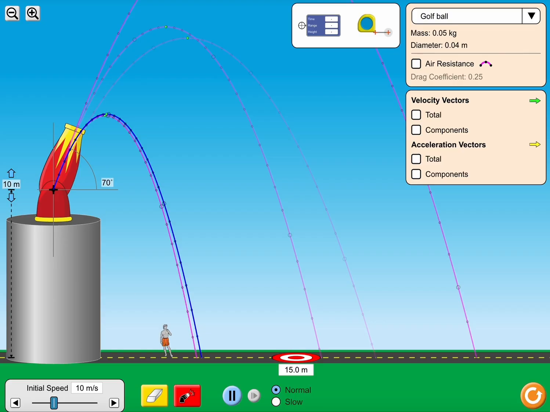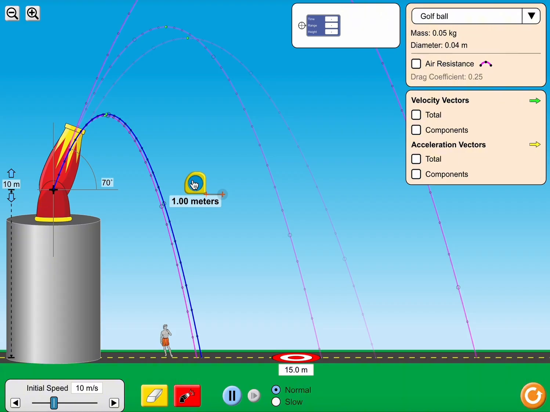So overall, the trajectory of our golf ball will be affected by the initial velocity it launches with, the gravity, and the air resistance it can encounter.